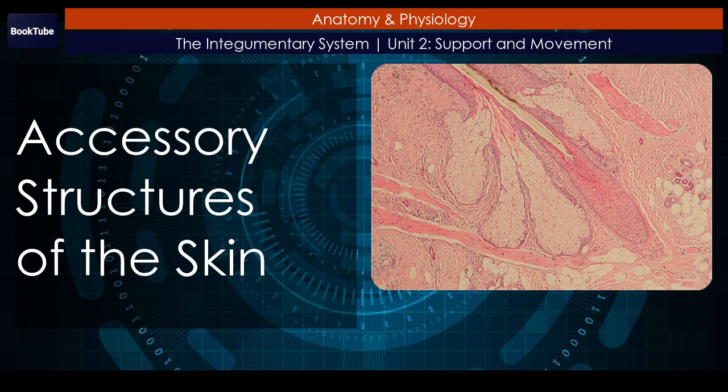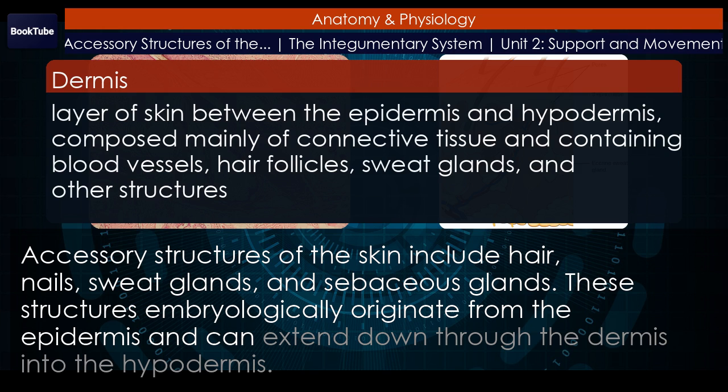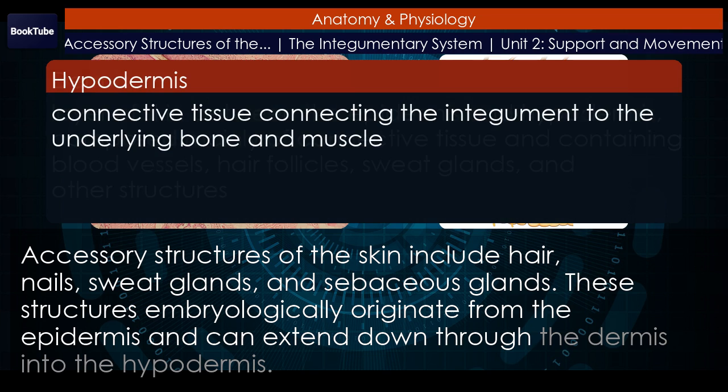Accessory structures of the skin. Accessory structures of the skin include hair, nails, sweat glands, and sebaceous glands. These structures embryologically originate from the epidermis and can extend down through the dermis into the hypodermis.